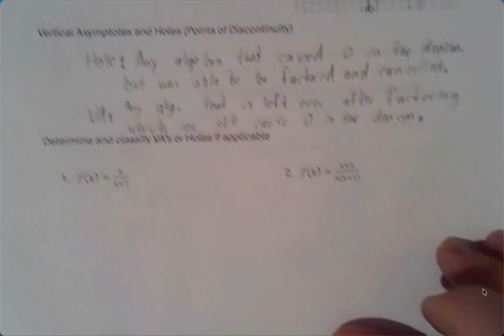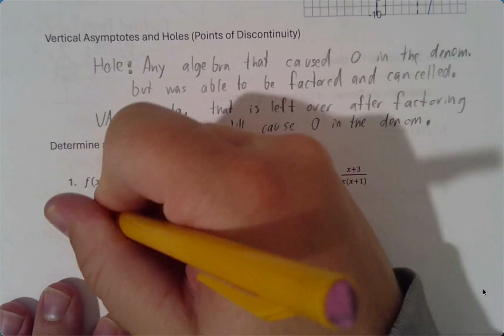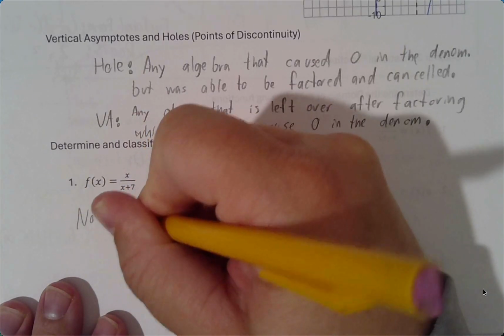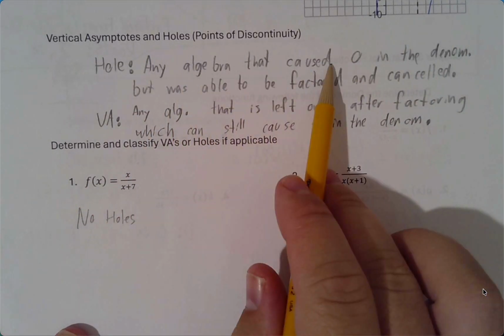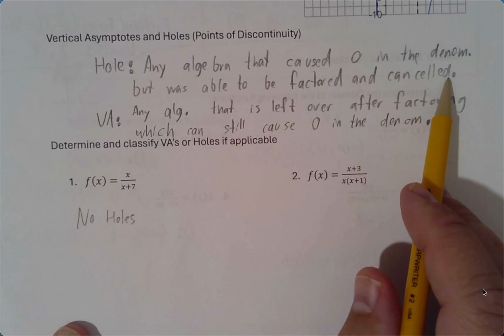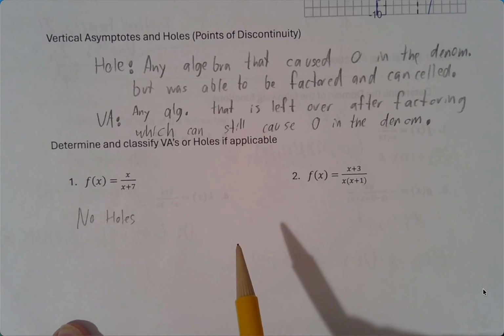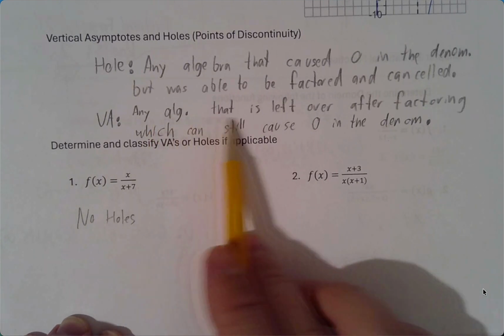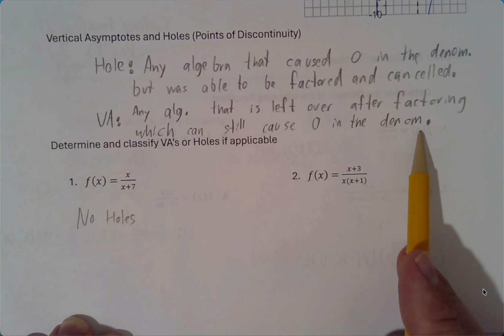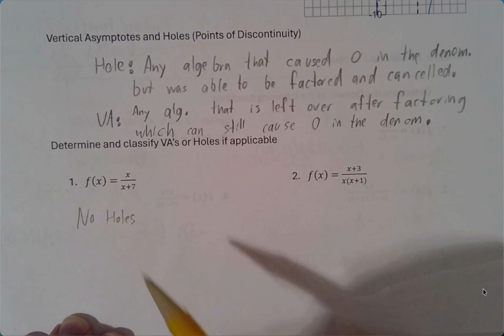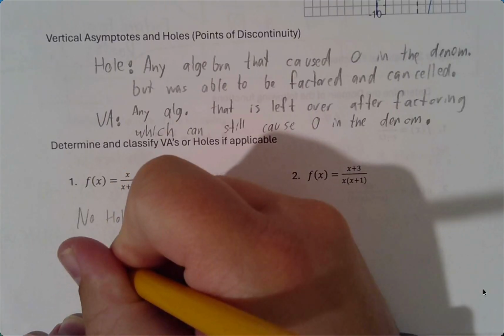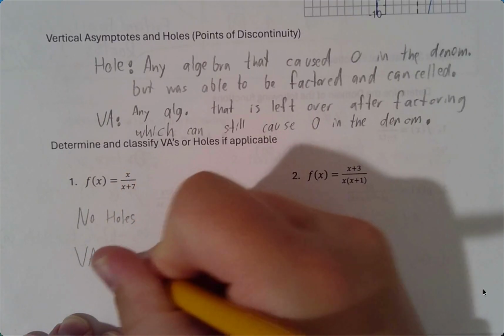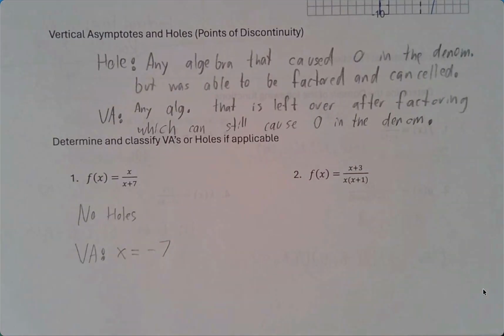Okay, so what does that mean then? Well, it means this. There are no holes in this graph because all my algebra was factored, but nothing canceled. Okay, now that I've taken that into account, is there any algebra that can still cause 0 in my denominator? You betcha, it's x plus 7. And so that means my vertical asymptote is x equals -7. Now, if you're sitting there going, wait a minute, Mr. Rao, that feels eerily familiar to what I did at the very beginning when I was finding the domain, great.